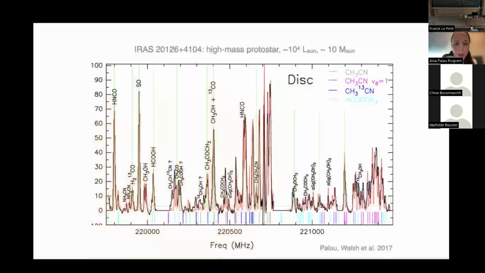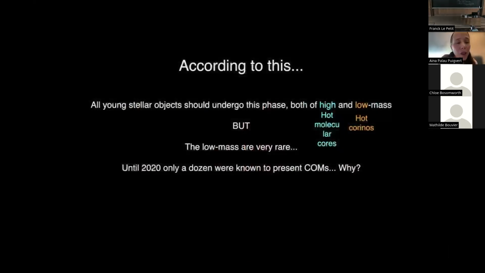So that's an example of a spectrum with such a very complex chemistry. We almost have no continuum, so they are not easy to analyze. And according to this picture, if we select the appropriate evolutionary stage, we should see in principle this complex chemistry phase in all the young stellar objects, if we choose the proper stage.